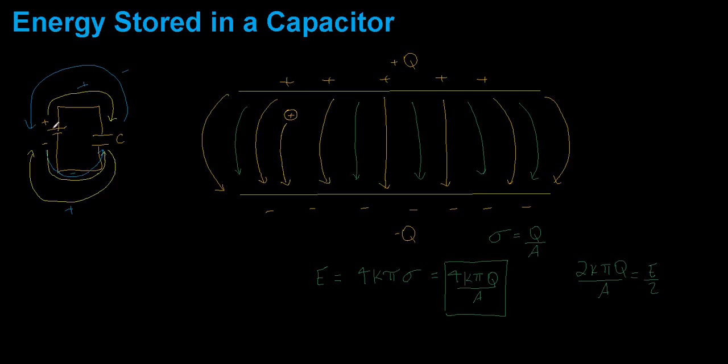In order for the battery to separate the charges like this and push positive charges onto this plate, it has to do some work. Initially it doesn't have to do much work because the capacitor is not charged, so there are no forces repelling the addition of more positive charges. But as you increase the positive charge on here, it gets harder and harder for the battery to push more positive charges on, because the charges already there repel the positive charges pushed by the battery. So the battery has to do more and more work to go against this electric field.